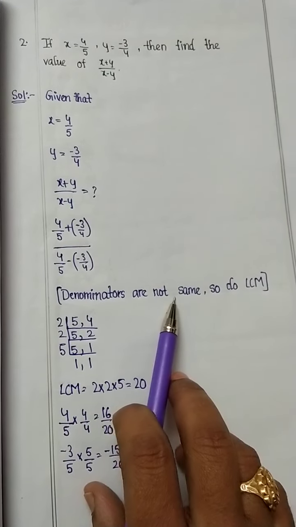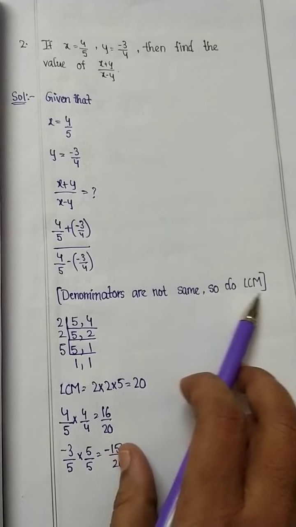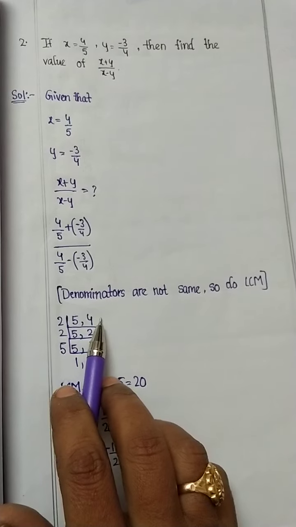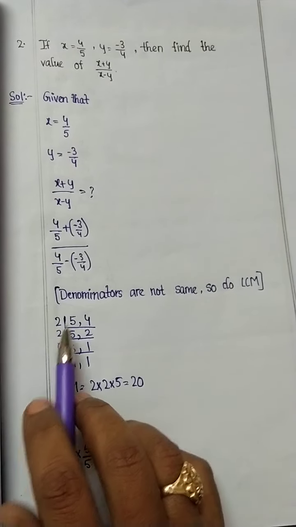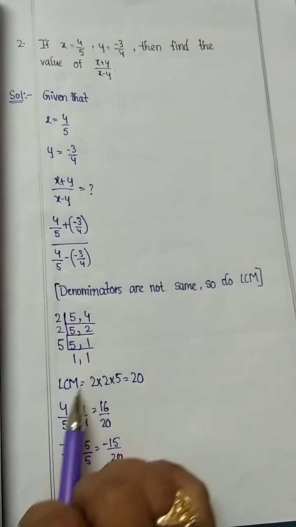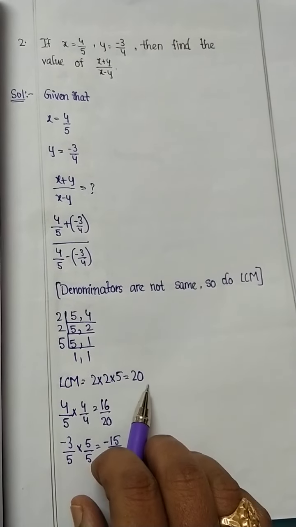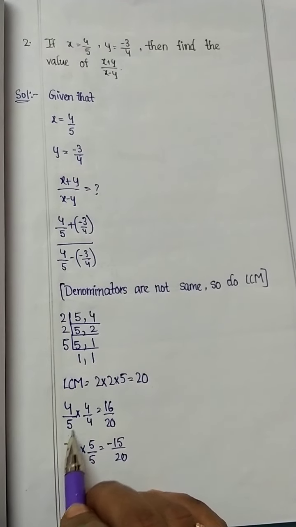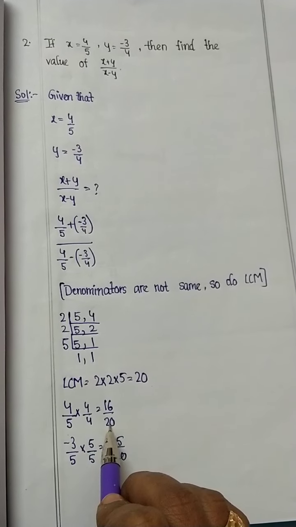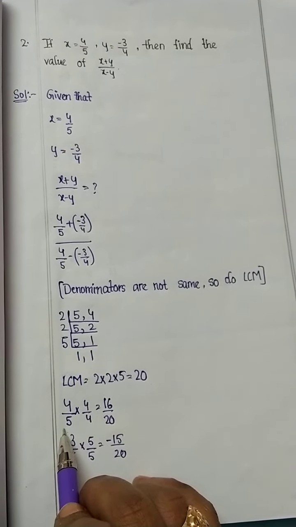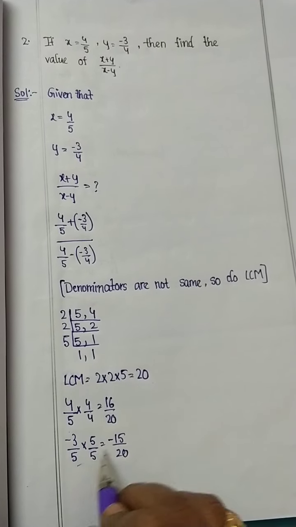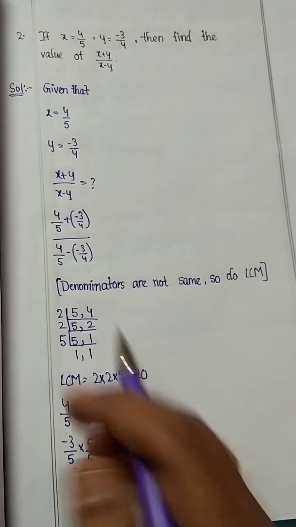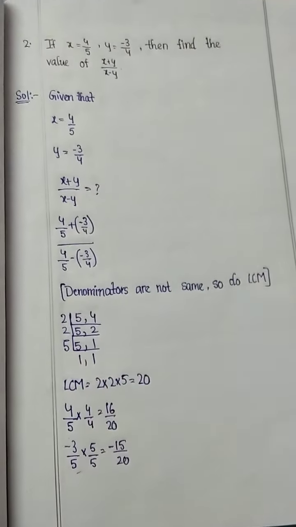Denominators are not the same, so do LCM. 5 comma 4. If you take the LCM of 5 and 4, you get the LCM as 20. Now you can write here 4 by 5 into, for the denominator we want LCM 20, so with 4 we can multiply, and here with 5 we can multiply. You get the denominators the same, 20 and 20. Write the corresponding values here.